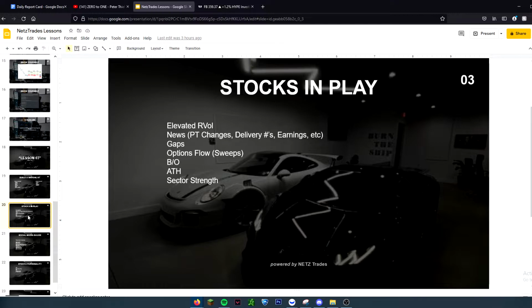They typically have some sort of news, whether that's a price target increase, delivery numbers, or earnings, anything of that sort. If a stock has news, obviously more eyeballs are going to be on it.